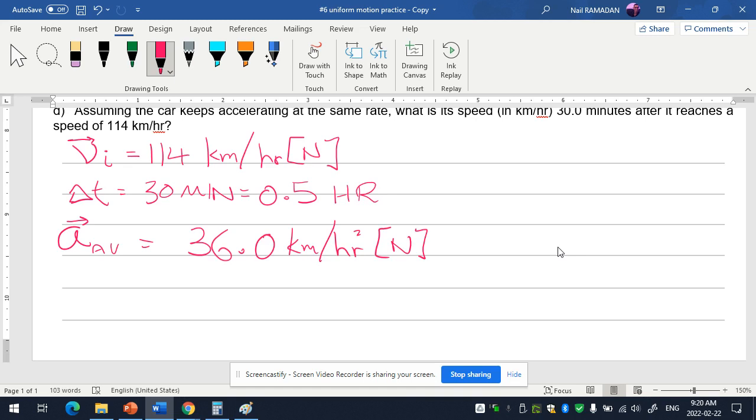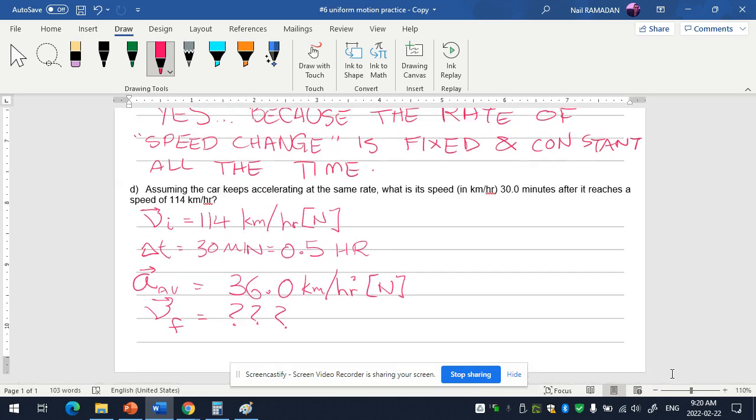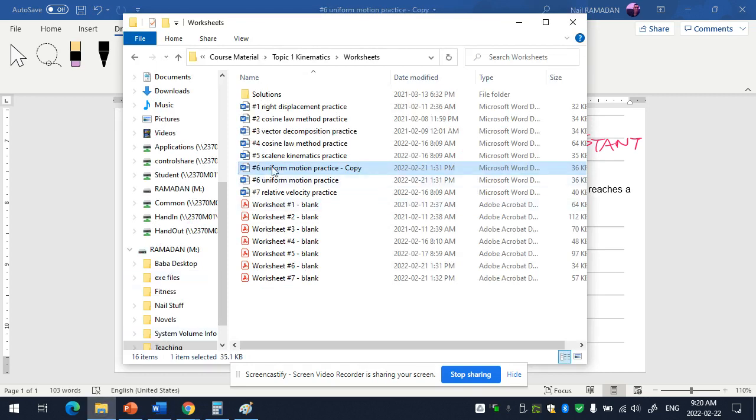If I know the VI, what am I missing? The final velocity. Can I set up my equation? Yes, I can. But which variable am I missing now? Remember, there are 4 variables: A, VF, VI, delta T. I know the delta T. I know the VI. I know the A. Which one am I missing? The final. Which means if you have 4 and I give you 3, you definitely can solve for the last one. I'm going to show you how the final answer looks.